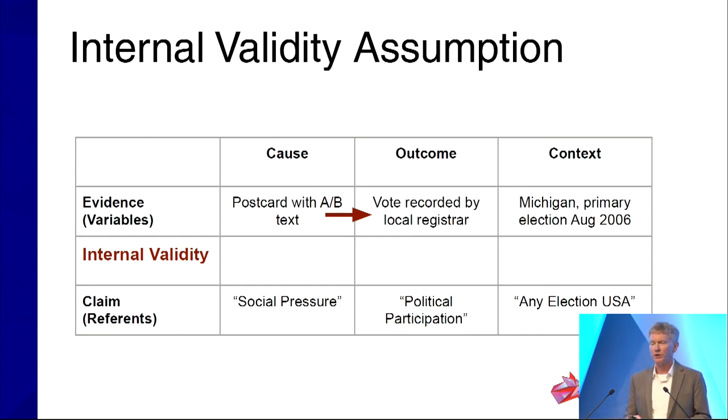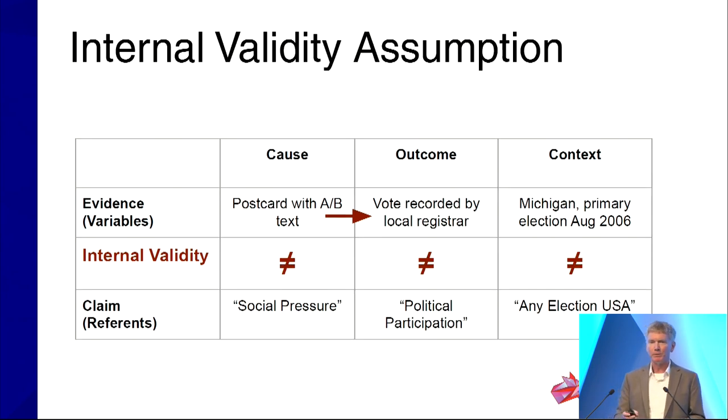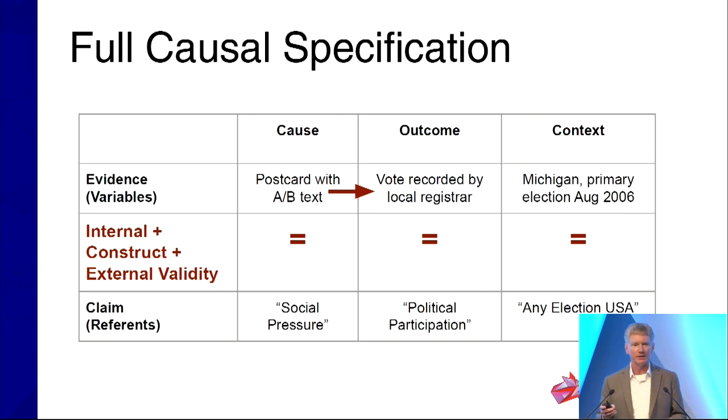They did make an assumption of internal validity, and so we can say, and they demonstrated, that the probability that a registered voter voted differed across the AB postcard text in this one time and place. But notice there is nothing about internal validity that connects their evidence to their claim. If you only use internal validity, that essentially disconnects the evidence from the claim. And so as a result, their claim is deductively false. But if they had made the assumption of construct and external validity in addition to internal validity, then the claim that they made would be deductively true.